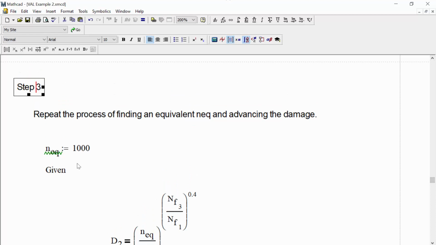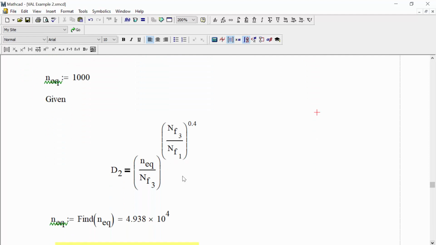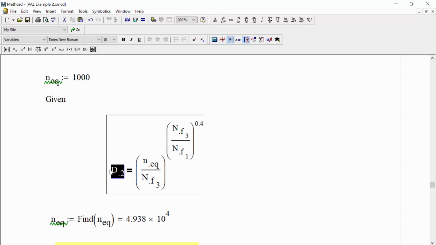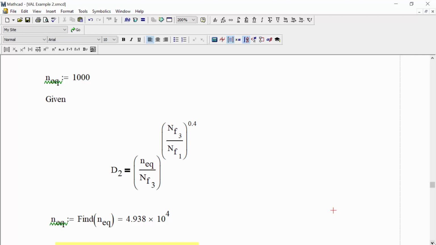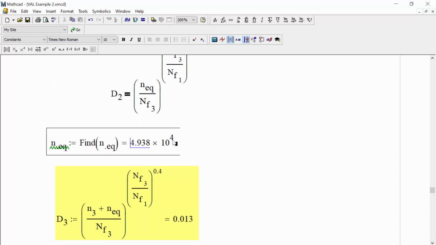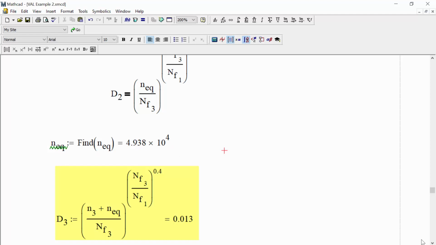So in step 3, let's say NEQ, we're just going to initialize it as 1,000. This is an initial guess. We're given our solving block equation here, where now we're having the value of D2, and we're saying that there's an NEQ we need to find for step 3, and we find that NEQ is equal to 4.938 times 10 to the 4, right? So now we know what is the equivalent damage at the third stress amplitude.